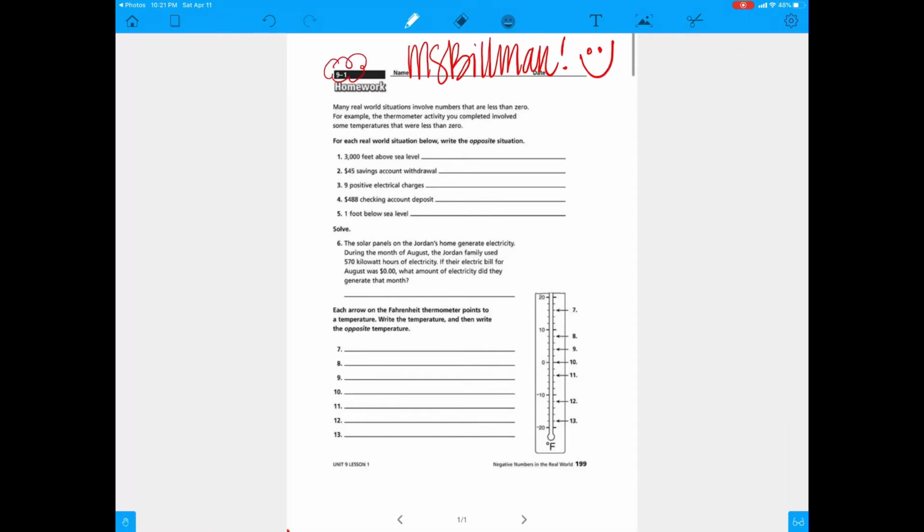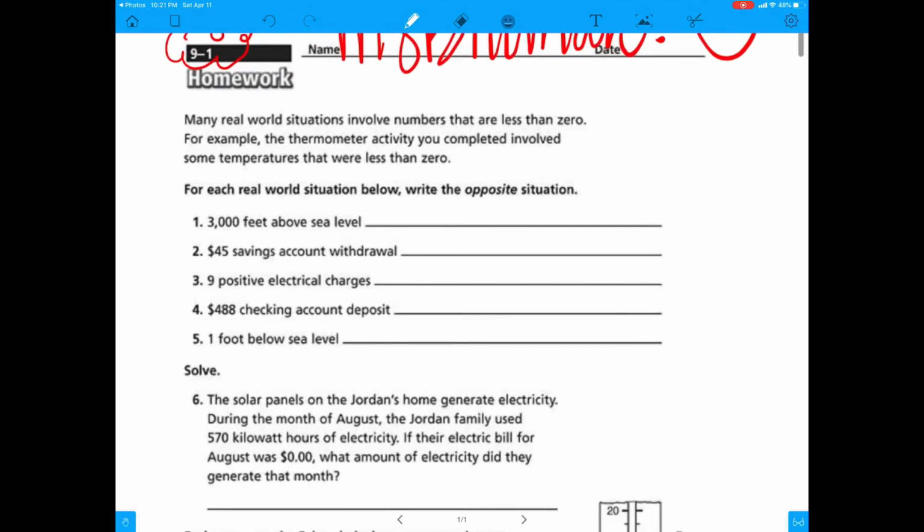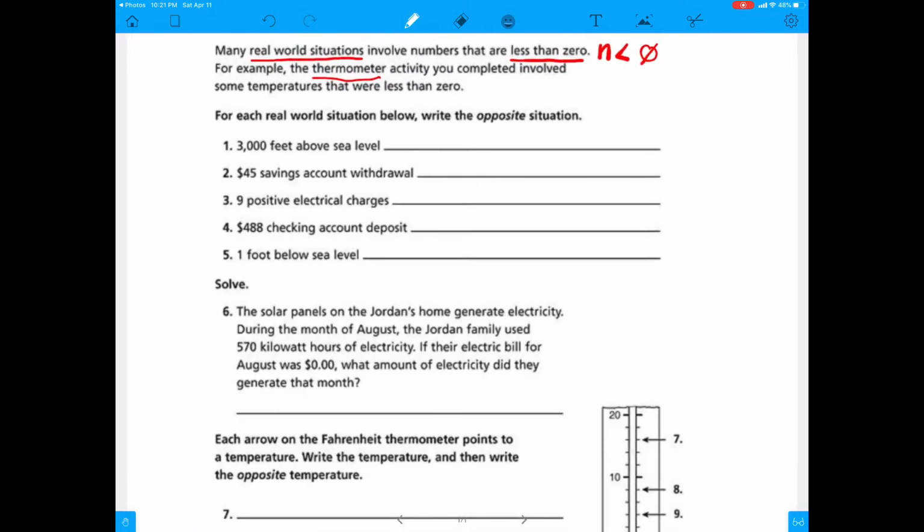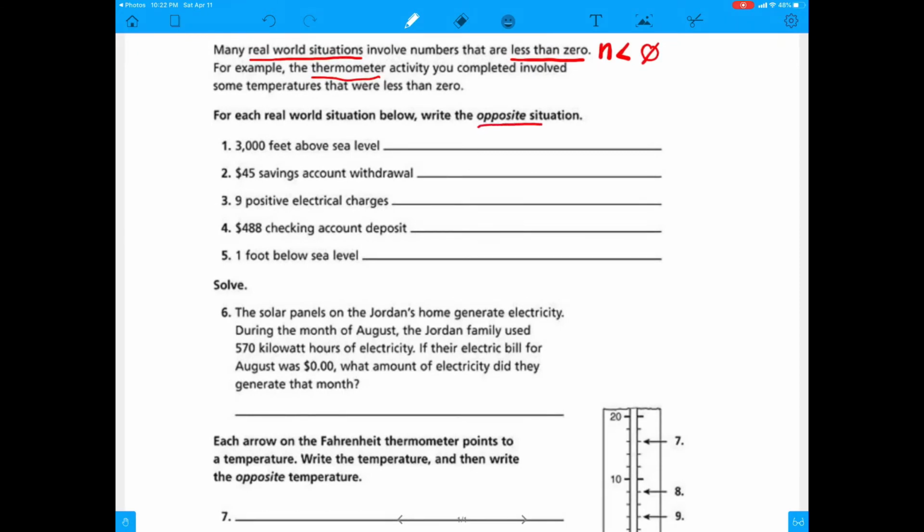So this begins Unit 9, and Unit 9 talks a lot about positive and negative numbers. We'll read situations where we have real-world scenarios that involve numbers less than 0. If I was writing this, I could write n, the number, and be less than 0. For example, the thermometer activity you completed in class or maybe at home involved some temperatures less than 0. So we're going to write the opposite of these situations. 3,000 feet above sea level would be 3,000 feet below sea level, which totally happens.